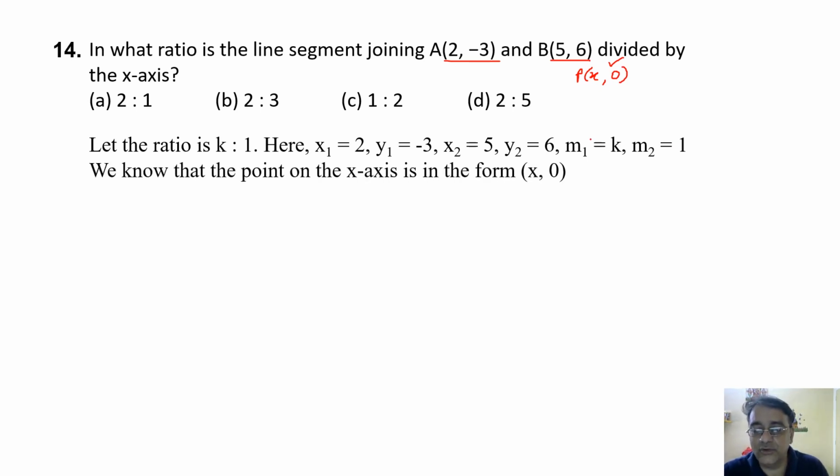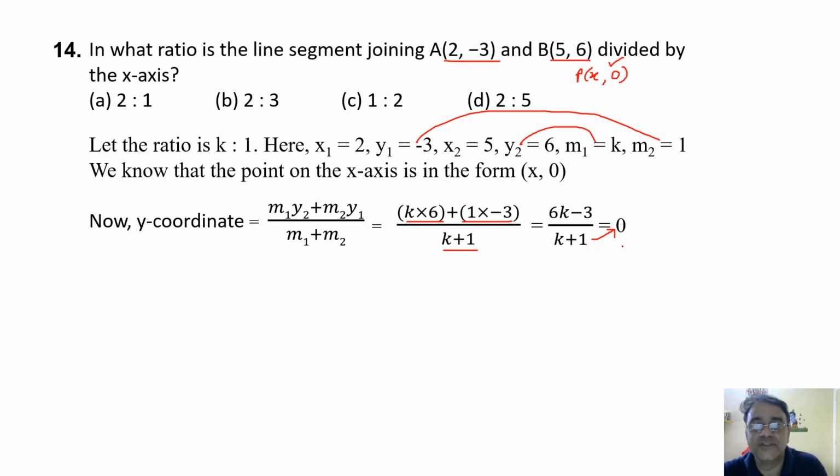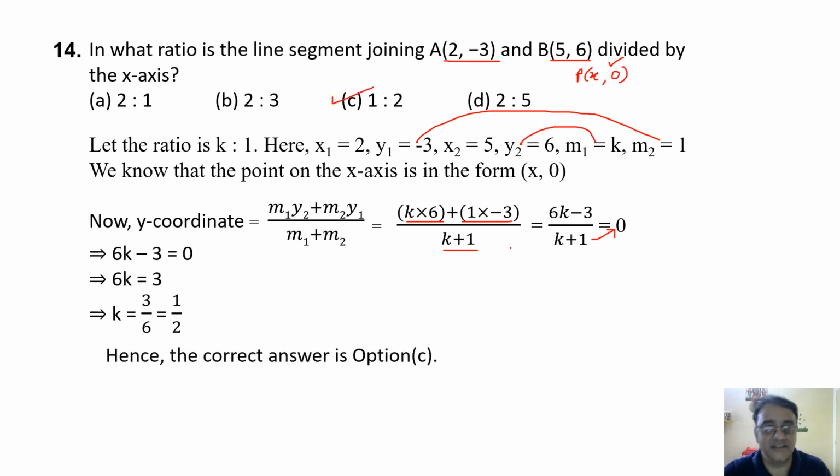So now we are going to take the y coordinate: (m1 y2 plus m2 y1) upon (m1 plus m2), and this is (k into 6 plus 1 into minus 3) upon (k plus 1). So this will become (6k minus 3) upon (k plus 1), and this is equal to 0. Now 0 into any number is equal to 0, that we know. So we'll get 6k minus 3 is equal to 0, or 6k is equal to 3. So what is the value of k? Final answer 1 by 2. Very good. 1 by 2. Which option is the correct one? Option C. Option C, right. So this is the 14th question. Now we are moving toward question number 15.